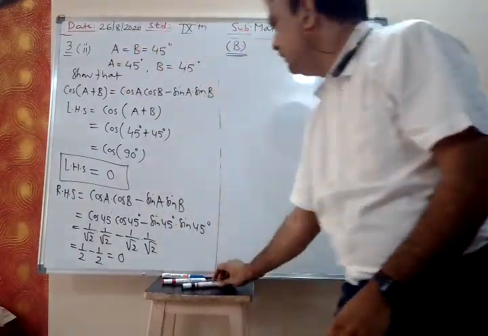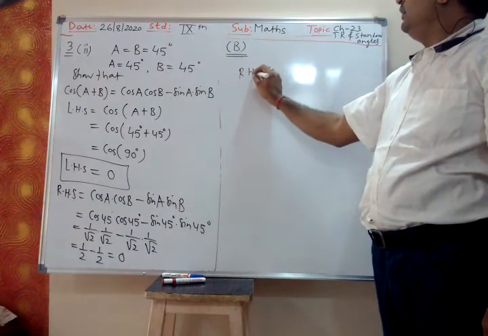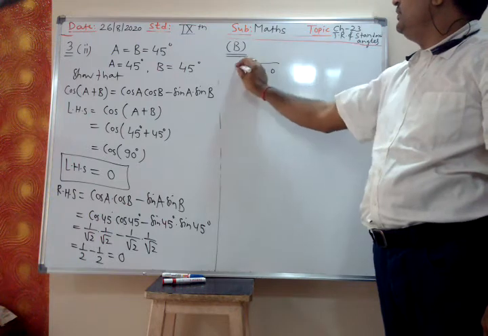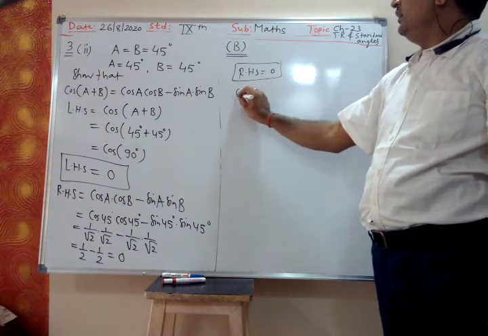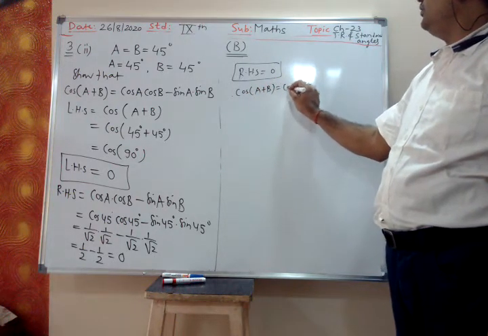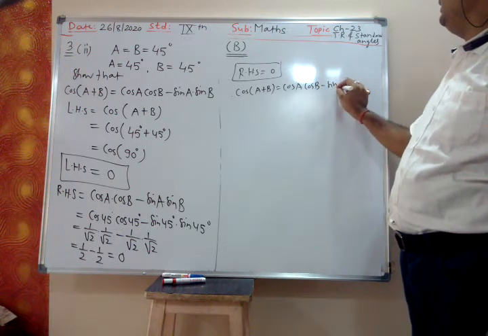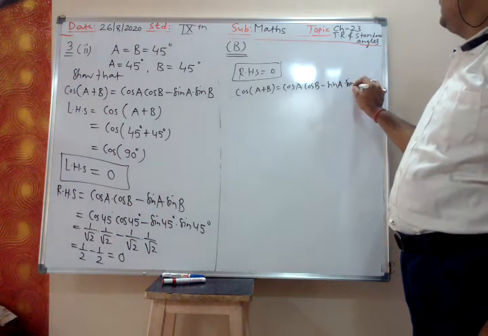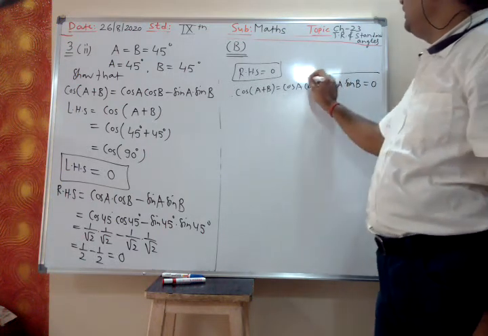So we write, for 3 to 4 marks, right hand side is 0. So therefore left hand side you write cos A plus B is equal to cos A cos B minus sin A sin B is equal to 0. Right.